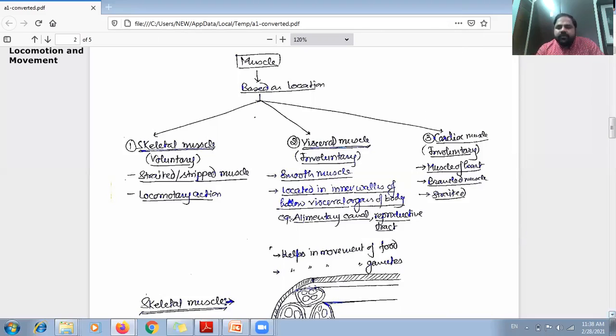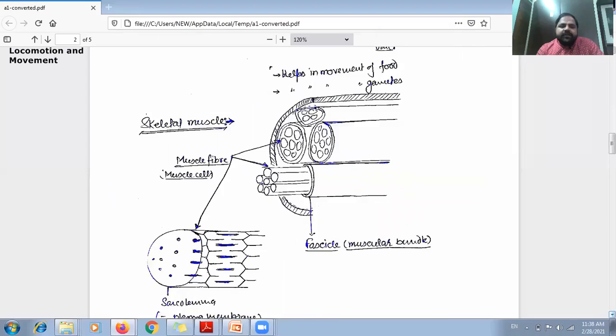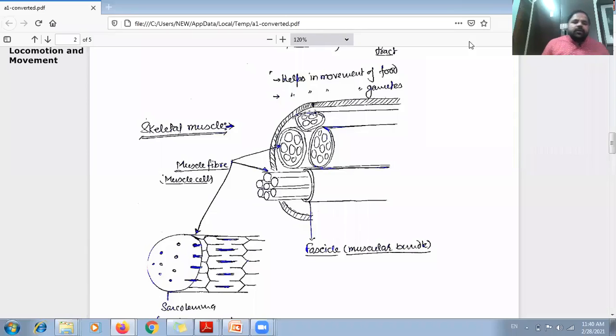Now we will understand the skeletal muscle structure in detail. Now we'll understand the whole skeletal muscle in detail here. We can see that several bundles of muscle fibers are there, and these bundles of muscle fibers are enclosed in a structure which is called fascicles. These fascicles are nothing but the muscular bundle, and these fascicles are formed by the rod-shaped structure which is called muscle fiber or muscle cells.